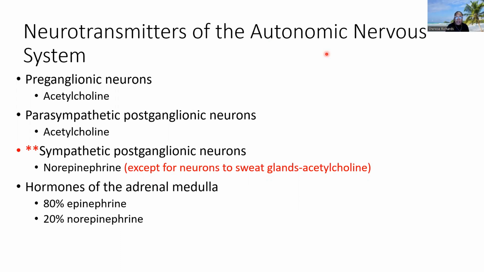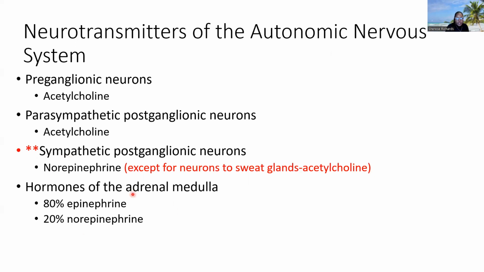So the parasympathetic postganglionic neurons will also release acetylcholine. The sympathetic postganglionic neurons will usually release norepinephrine, but a small exception exists for the postganglionic sympathetic neurons that go to sweat glands. They will be the exception to the rule, and they will secrete acetylcholine. But for the most part, sympathetic postganglionic neurons will usually release norepinephrine as their main neurotransmitter.